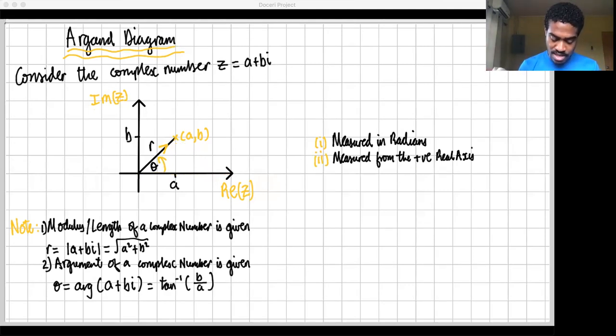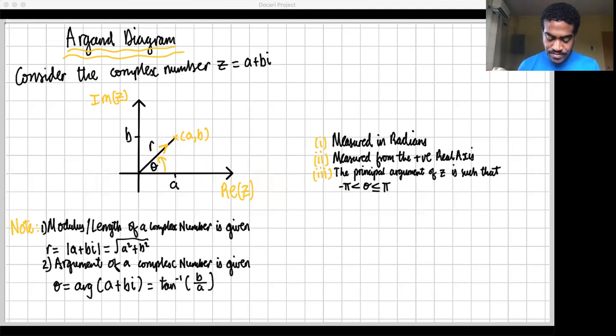So that is key. As well, also, the principal argument of Z is such that it ranges, this is the range, negative pi is less than theta, which is less than or equal to pi. And that is very key as well to note.